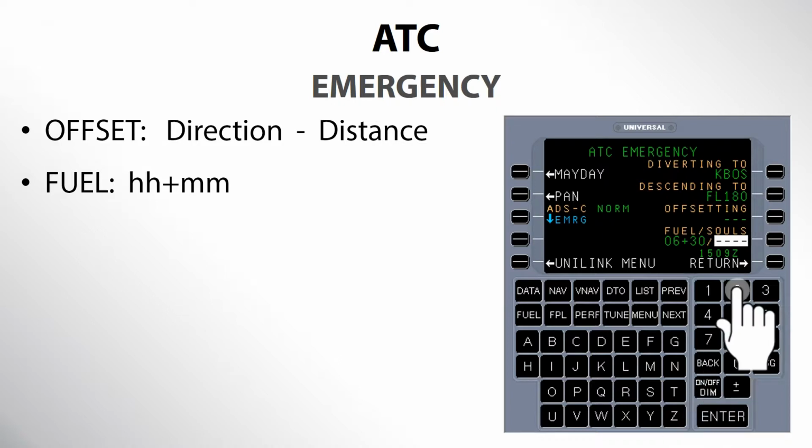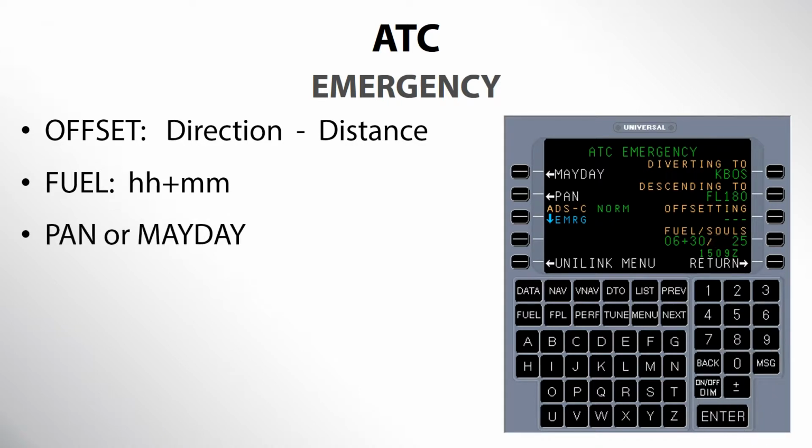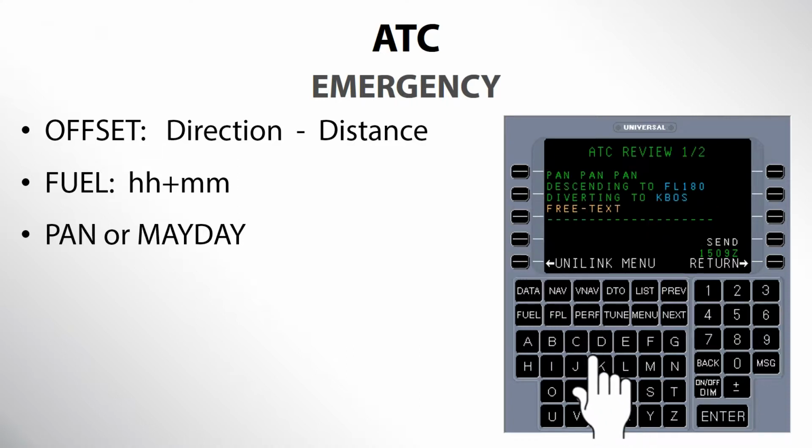You can enter the number of persons on board here. Press the Mayday or PAN line select key as needed. The associated ATC review page will display. First, let me demonstrate PAN. If needed, press the free text line select key and enter information as required using a maximum of 24 characters. When done, press the Enter key. This field is optional, so I won't enter any text for this example.